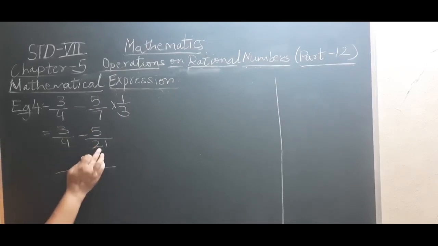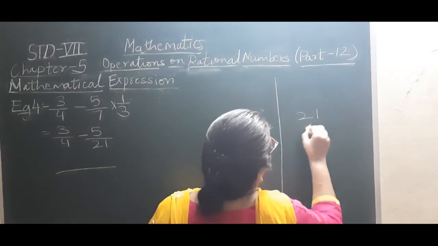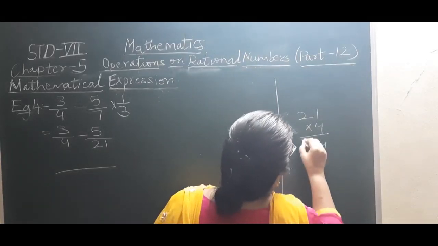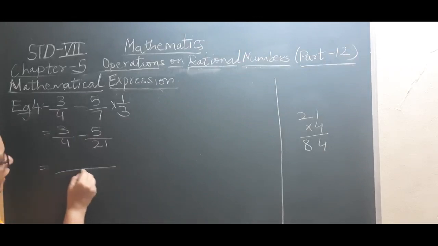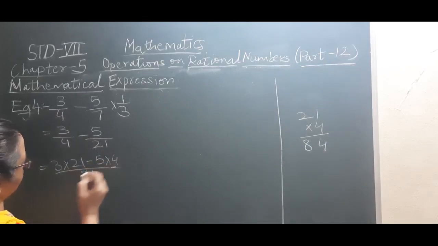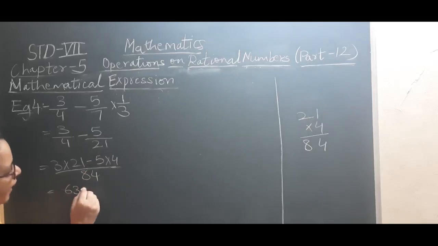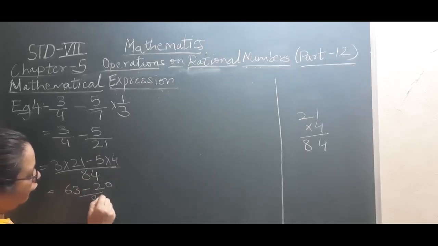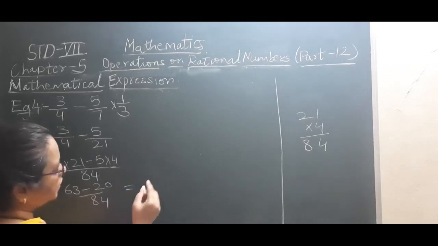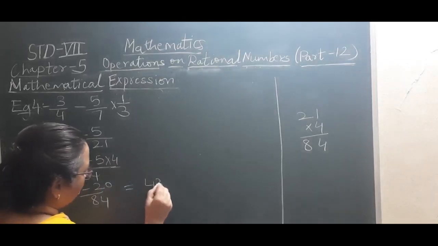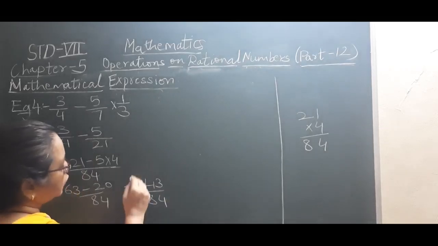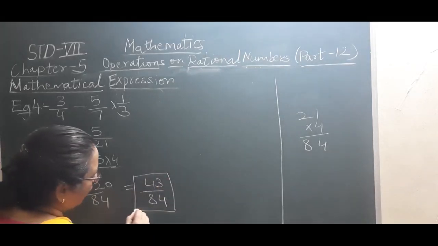Now we are going to multiply 21 by 4. Let's see here. 84. So we will write 84. 3 on the top, 3 into 21 minus 5 into 4. So now 3 into 21 is 63. You can multiply and see there children. Minus 20 upon 84. So your answer will be 63 minus 20 is 43 upon 84. So the correct answer is 43 upon 84.